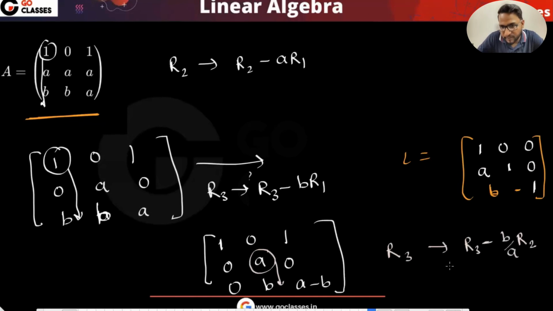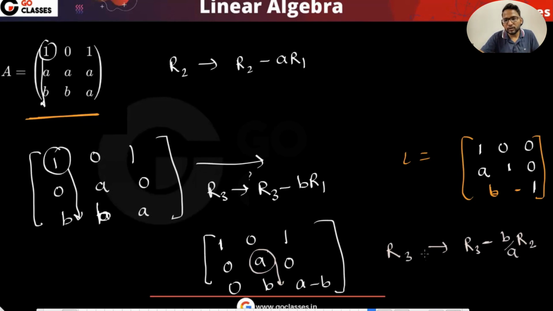Actually, whatever is the pivot element, always that pivot element will be in the division, and then this element gets multiplied. So B by A. Now tell me, should I be putting any restriction on B by A? Yes, A should not be 0, right? So I should be saying that A is not 0.